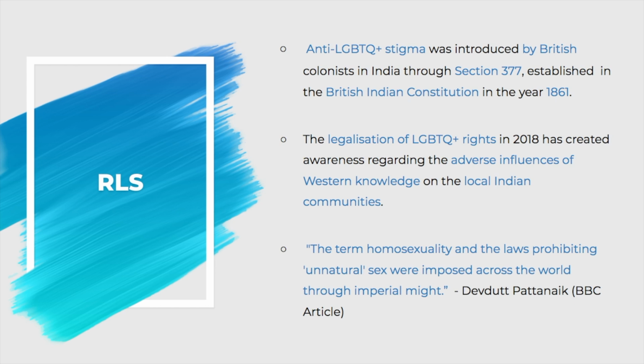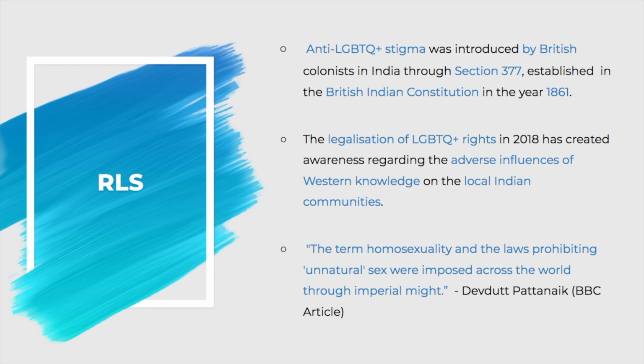Our RLS talks about the introduction of anti LGBTQ stigma by British colonists in India through the introduction of Section 377 in the British Indian Constitution, which was done in the year 1861. The recent legalization of LGBTQ rights through the abolishment of Section 377 in 2018 has created room for an increase in awareness regarding the adverse influences of Western knowledge on the local Indian communities.